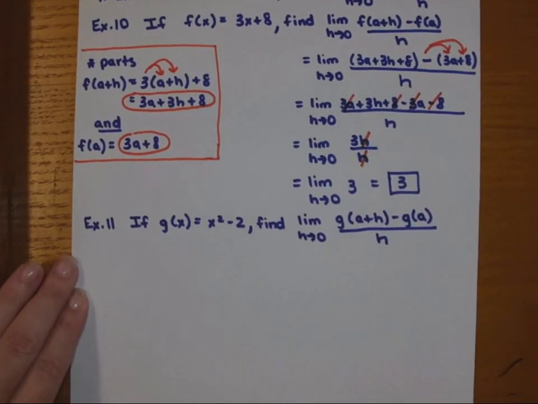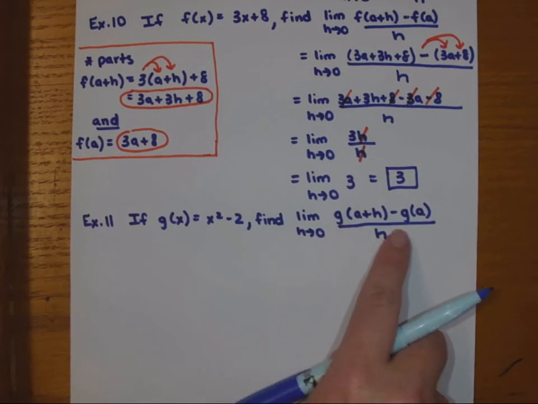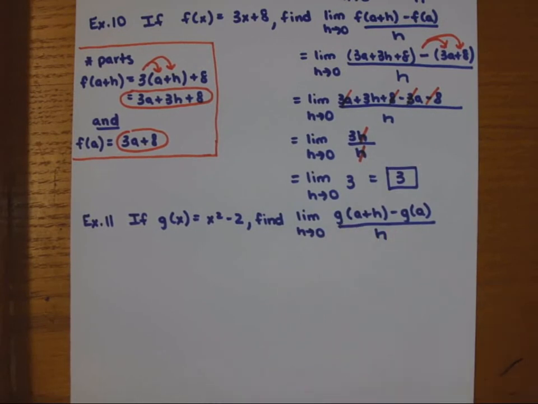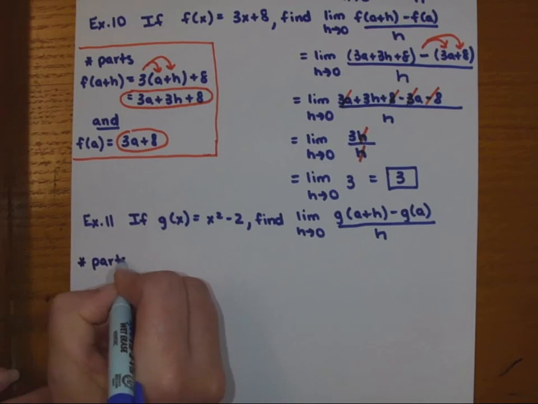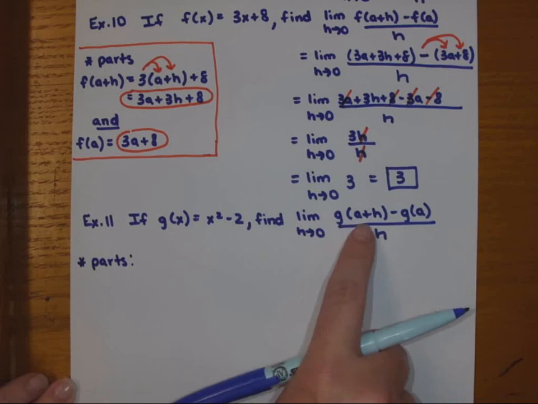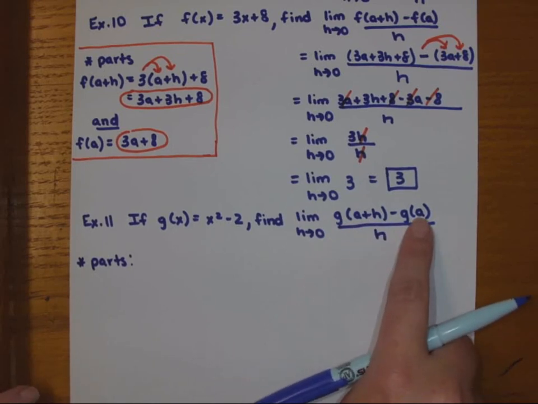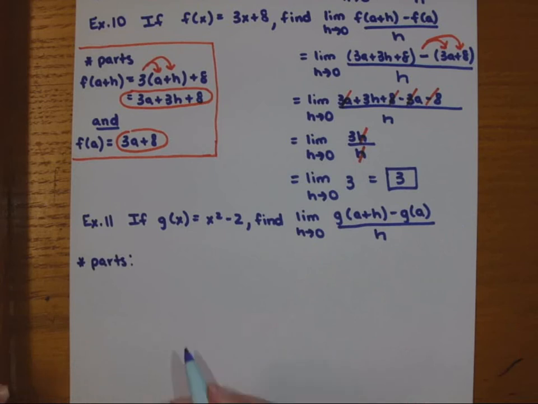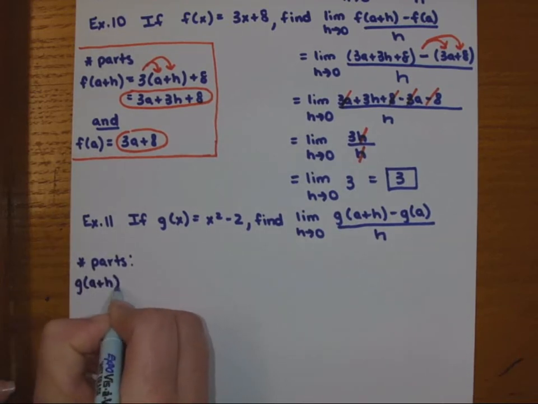So notice I called the function g this time. So the limit of a difference quotient looks the same except in place of f, I put g. So again, my strong suggestion is that you try to figure out the parts off to the side. And by the parts, I mean, let's figure out what g of a plus h is and work that out. Then let's figure out what g of a is, and then I can come together and put those in the problem. So let's talk about g of a plus h.